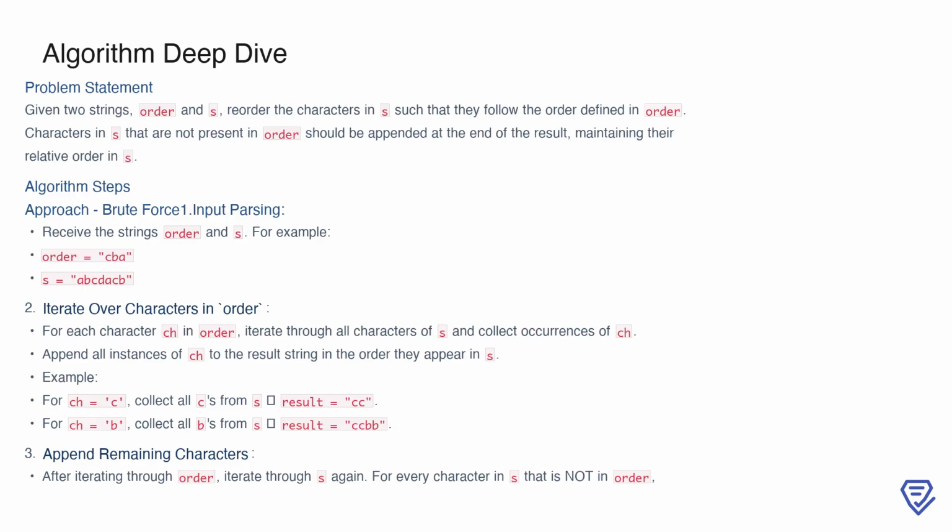The brute force approach begins by iterating over each character in order. For each character, we scan through S and collect all its occurrences, appending them to the result. For example, if order is CBA and S is ABCDACB, we start by collecting all occurrences of C, followed by B, and so on. After processing all characters from order, we handle the remaining characters in S that are not in order. These are appended to the result while keeping their original sequence intact. Finally, the constructed string is returned as the output.